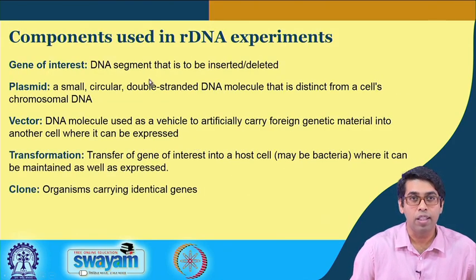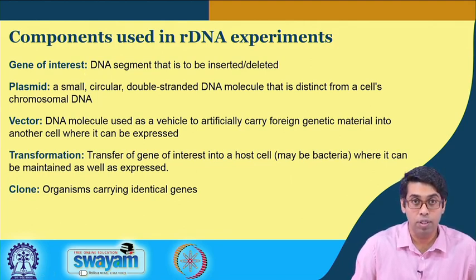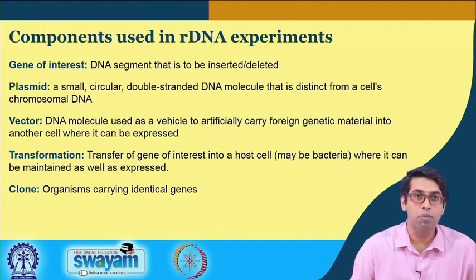So, here are the components that are used in a typical recombinant DNA experiment. So, the first one is the gene of interest. So, this is the gene which encodes a particular protein that we are interested in. So, suppose you want to characterize a particular protein, as we talked in one of the previous lectures, and you want to recombinantly express it and purify it. So, the gene for that particular protein is the gene of interest.